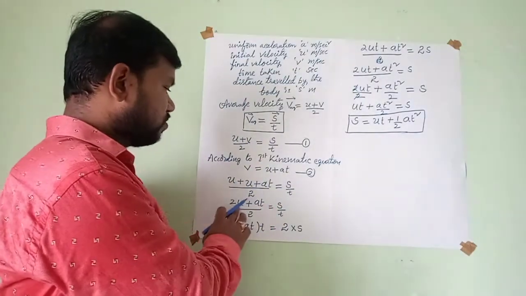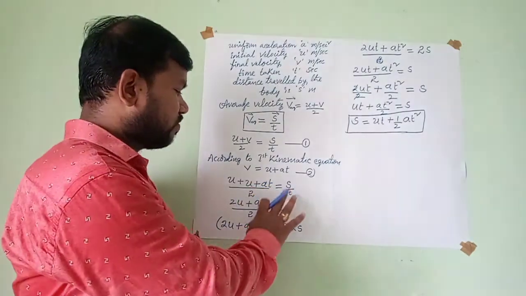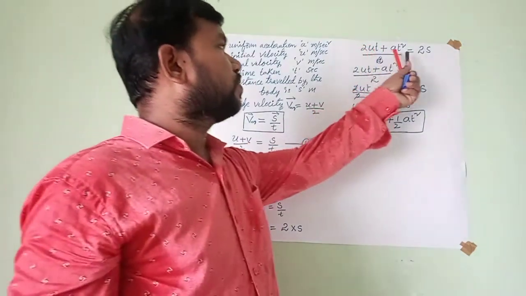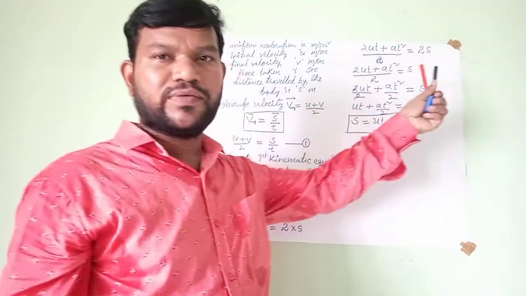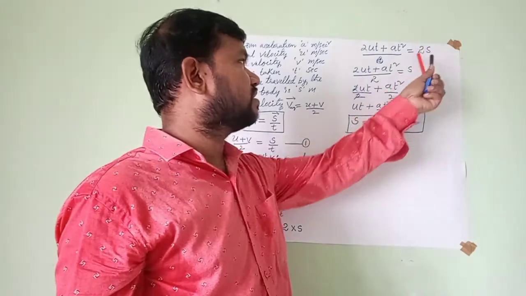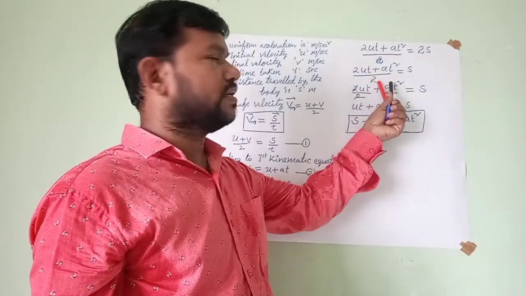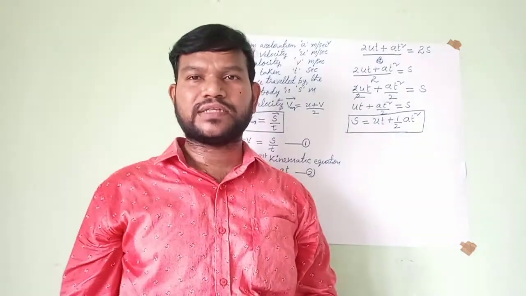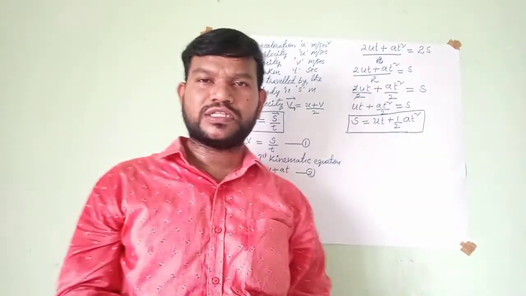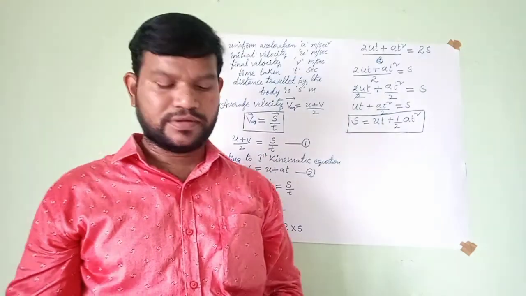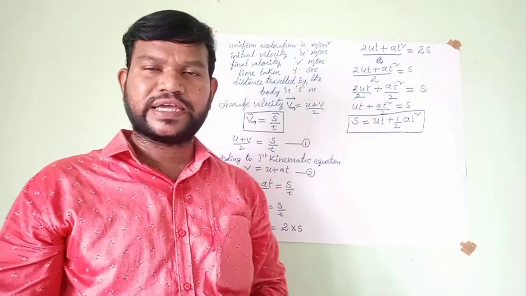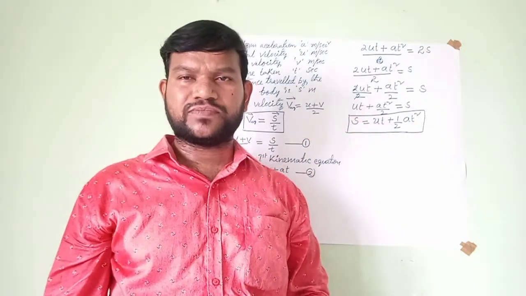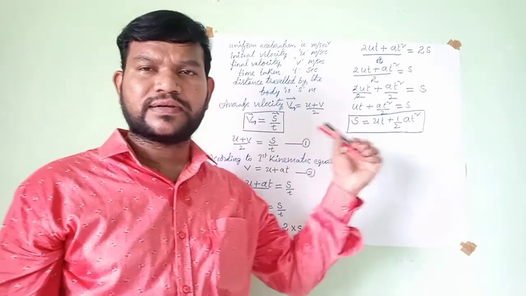So here U plus U, 2U plus AT by 2 is equal to S by T. When we cross multiply, we get 2UT plus AT square is equal to 2S. But we want the distance traveled by the body. So S is equal to 2UT plus AT square by 2. Rearranging these terms, we got S is equal to UT plus half AT square. So this, students, is the second kinematic equation. The second kinematic equation gives the distance traveled by a body in time t.